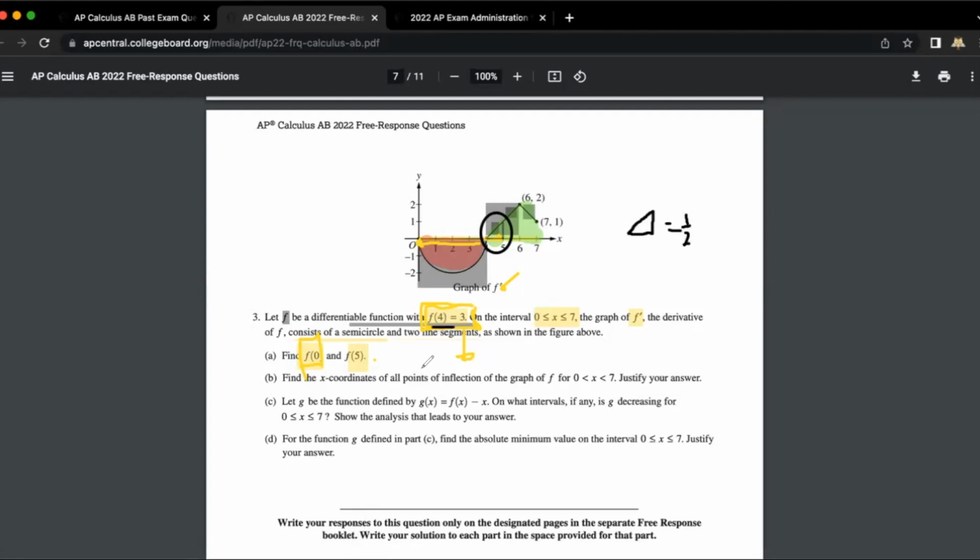So what we're doing to find f of 5 is we're going to take f of 4, and then add the area under the curve from 4 to 5 of this function dx. Okay? And that's what we did. So here it would equal 3 plus a half, which is 3.5.